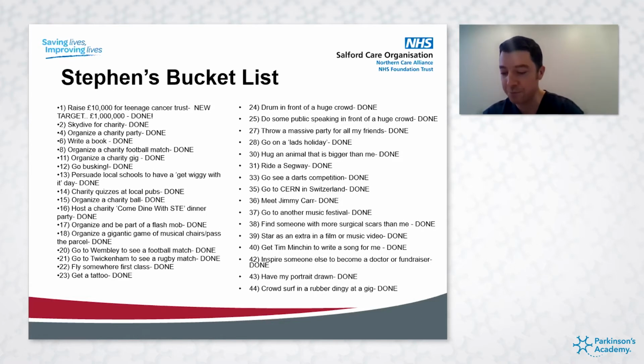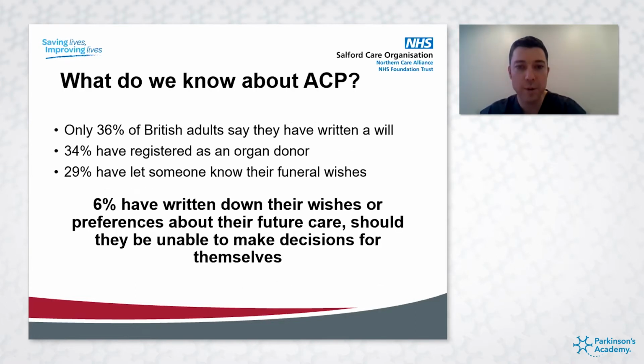So what do we know about advanced care planning in general? We know, as I said, that we don't do it particularly well in Britain. Around about a third of us have written a will. Around about a third of us have registered as an organ donor. I know some processes have changed around that recently, but still small numbers. Less than a third have let someone know about their funeral wishes. But when we come to the specifics of actually writing something down about wishes around the future, preferences and future care, only around 6% of people have done that.